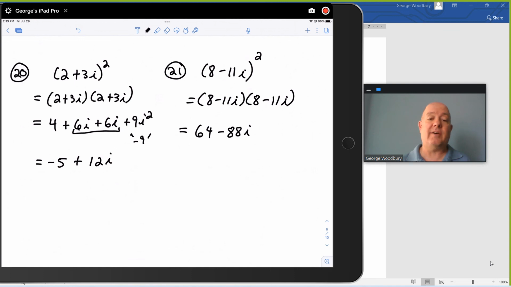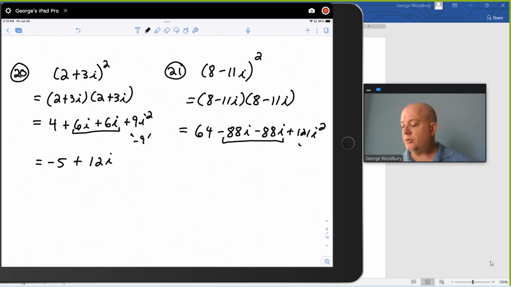Now distribute the negative 11i times 8. That's also minus 88i. Negative 11i times negative 11i, that's going to be positive 121i squared. I can combine these two middle terms. And again, that 121i squared is really going to turn into negative 121. So combining the real parts first, 64 minus 121, that is negative 57. Do that on your calculator. And then negative 88i minus 88i is minus 176i.